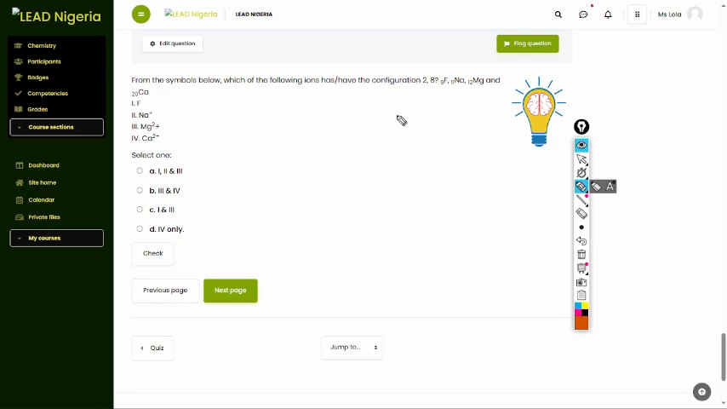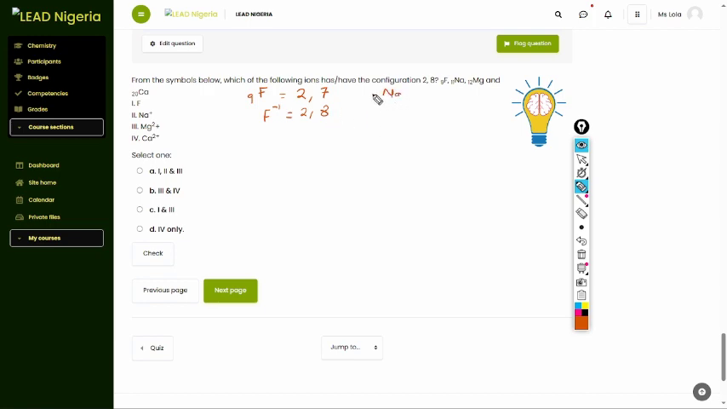So fluorine has an atomic number of 9, which means the configuration is 2,7. So 7 plus 2 is 9. Now, when fluorine forms an ion, it accepts one electron. When it accepts one electron, it becomes 2,8. Because accepting one electron would make the last shell 8, so it becomes a negative ion. Okay, so let's see for sodium.